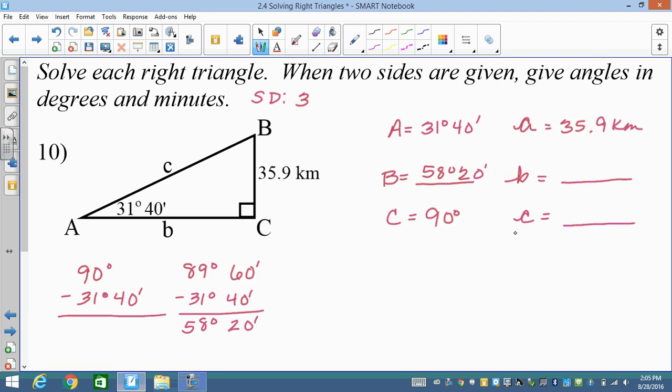I'm going to just go down in order. I'm not going to jump around. So let's go for b. If I'm using all of the given information, which is angle A and side a, then to get b, I need tangent. Tangent is opposite over adjacent.